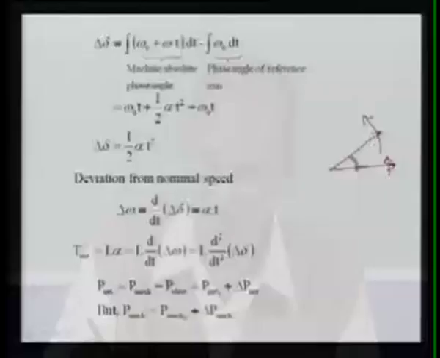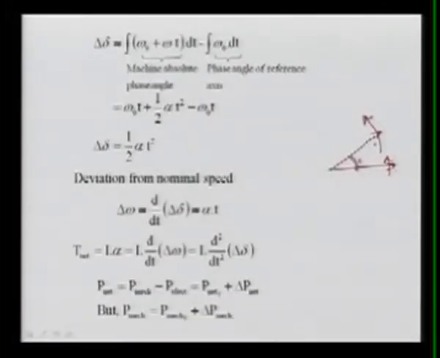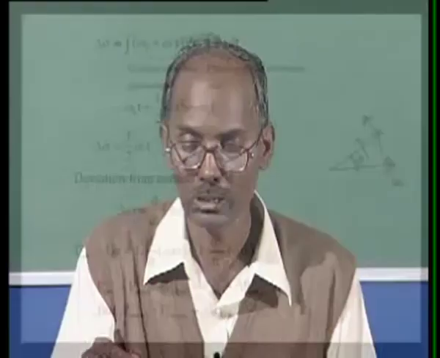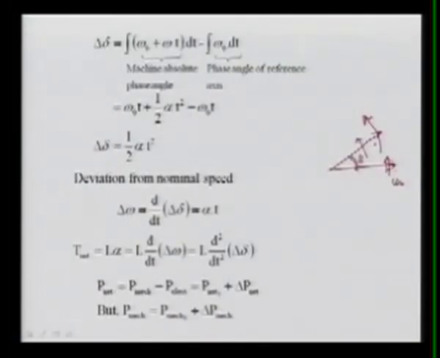But if this rotor tries to accelerate more, then this delta will increase. This is rotating at omega naught, or you can say at the synchronous speed. Both are normally in the steady state, operating at the synchronous speed, so this delta angle is fixed. But if it is accelerating, what will happen? This angle will increase. If it is decelerating, then this angle will decrease, and vice versa. So the change in this angle, I can say, is this acceleration minus the initial phase angle of the reference angle.